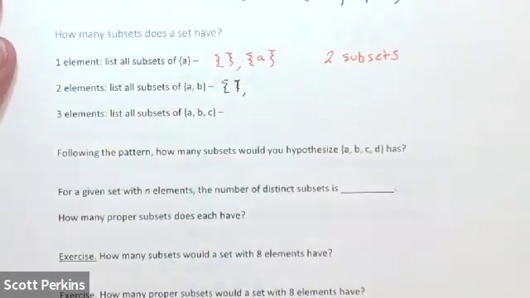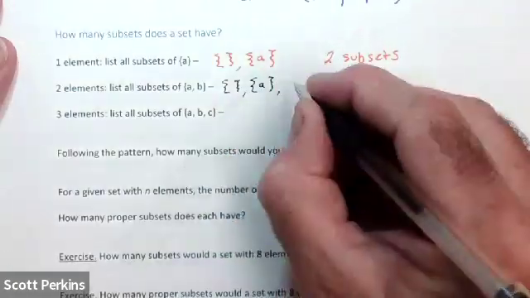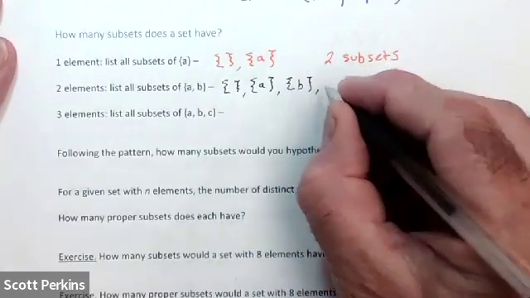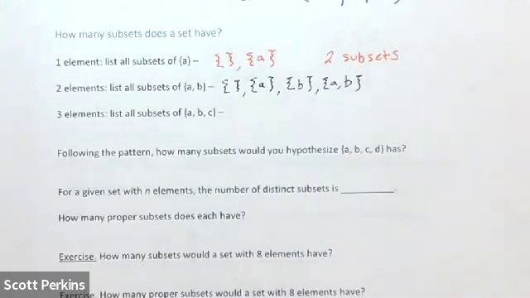Somebody give me another subset of this. Okay, A, the set with A in it. How about another one? Okay, the set with B in it. And there's actually one more, and it's what? Yep, the set with both of them in it.